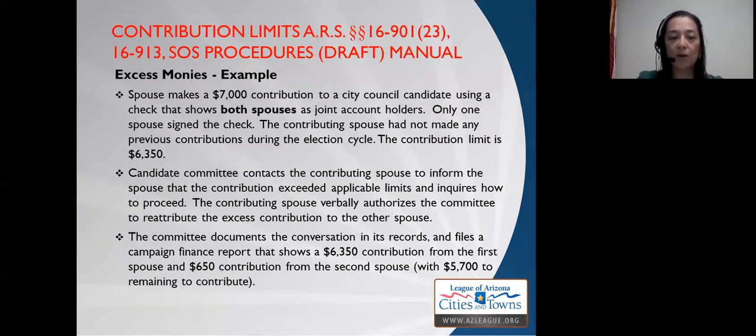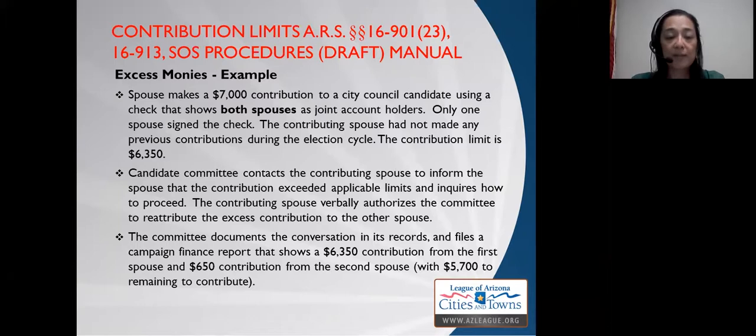We'll walk through an example, because it makes it easier to understand. Our contribution limit from an individual to a city or town candidate right now is $63.50. Let's say a spouse makes a $7,000 contribution to one of our city council candidates. He uses a check that lists both spouses as joint account holders, but only one spouse signed the check. The contributing spouse had not made any previous contributions during the election cycle, so that's the first, and so far is $7,000. Again, the limit is $63.50, so that is definitely over the contribution limit.